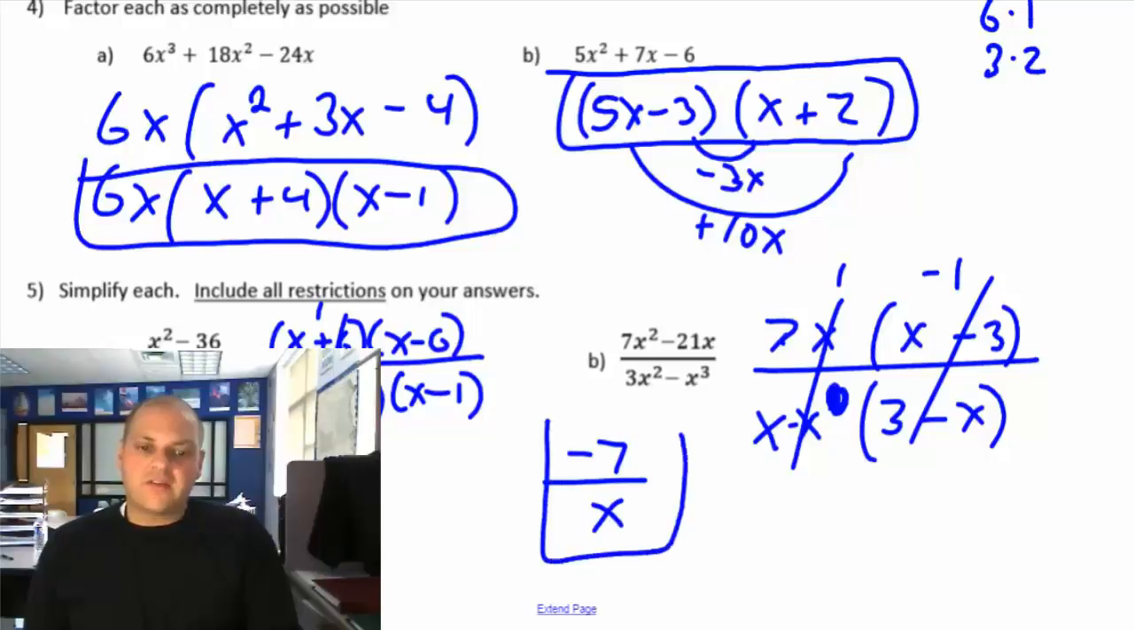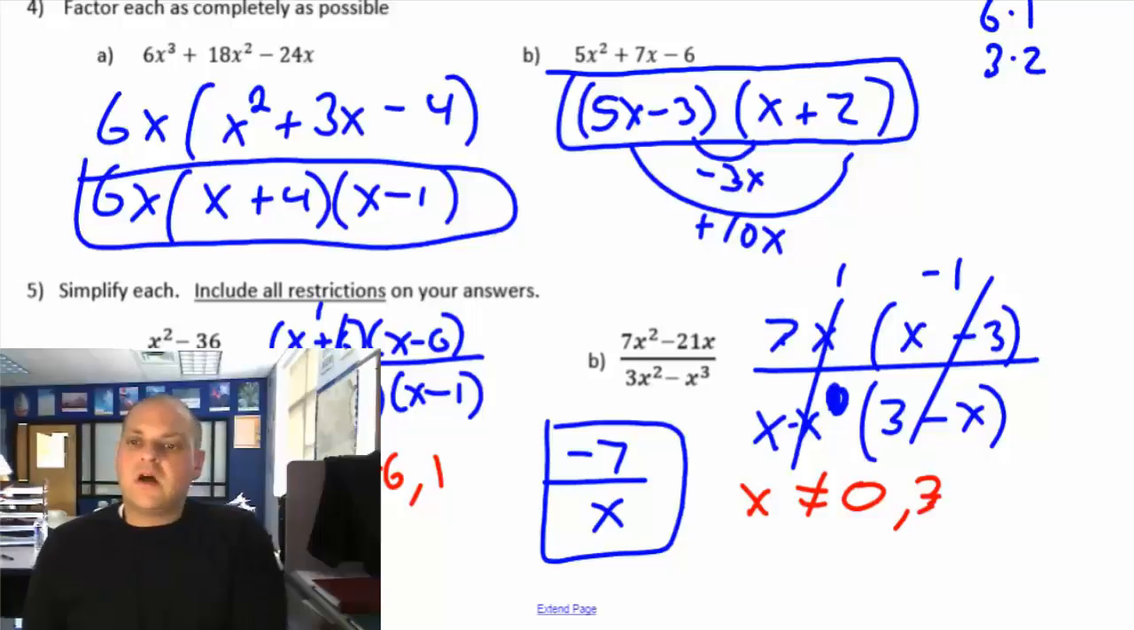Negative 7 over x. Now, don't forget about your restrictions. Here, x cannot equal negative 6, and it can't equal 1. Here, x cannot equal 0 and positive 3. All right, moving on.